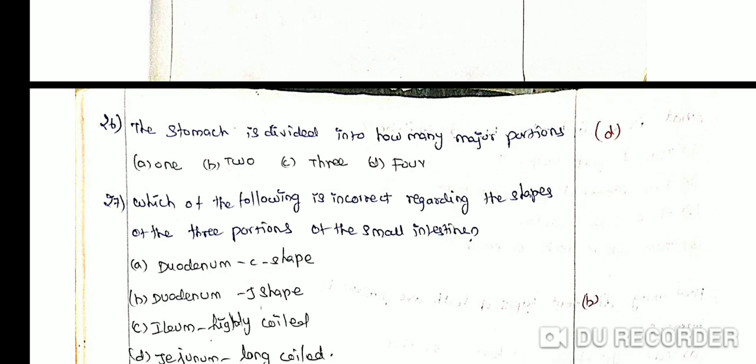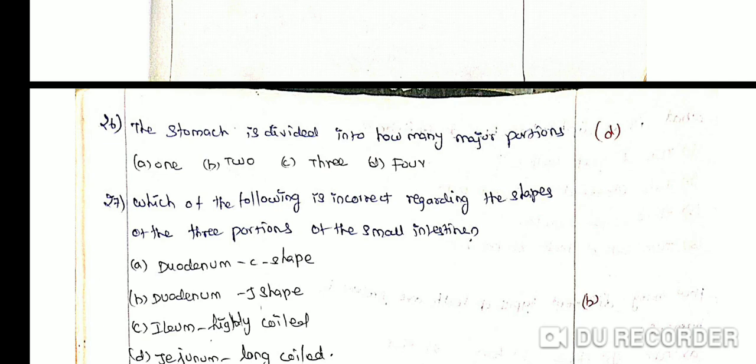The stomach is divided into how many major portions? Option A 1, option B 2, option C 3, option D 4. The answer is option D 4. The stomach is divided into 4 major portions, namely fundus, cardiac, body and pyloric.